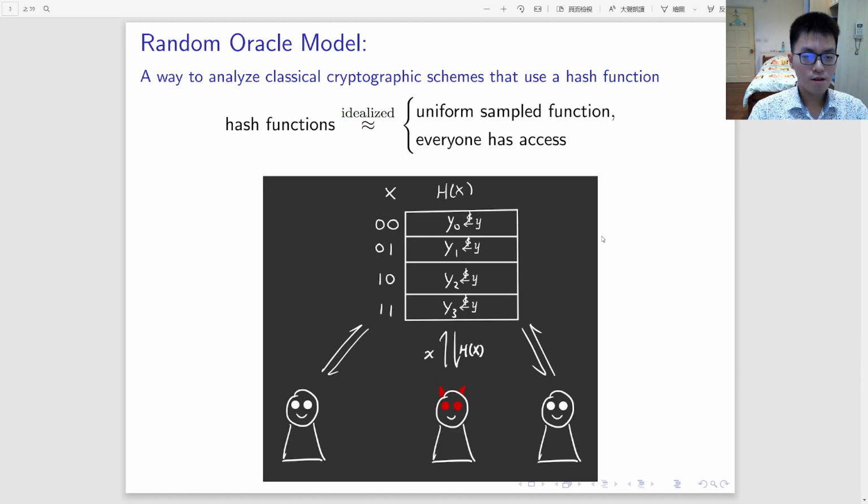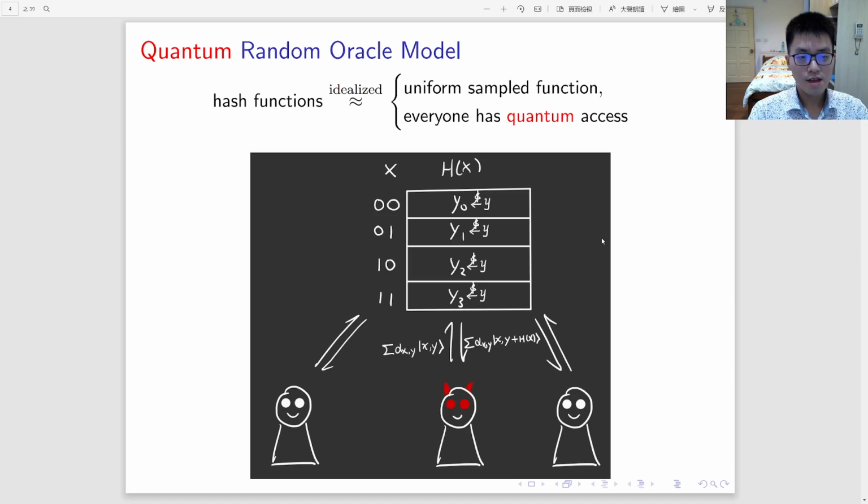So the random oracle model is a common way to analyze classical cryptographic schemes that use a hash function. Here, hash functions are idealized into uniformly sampled functions, and everyone has access to them. In the quantum random oracle model, everything is pretty much the same, except now we have quantum access. That is to say, the query data points can now be in superposition.